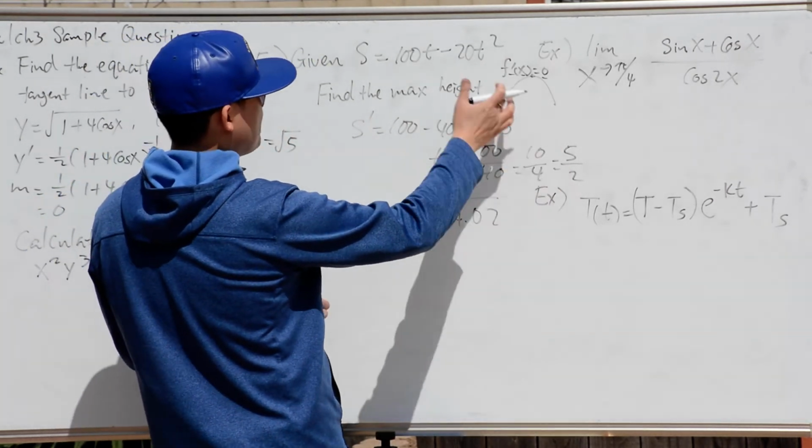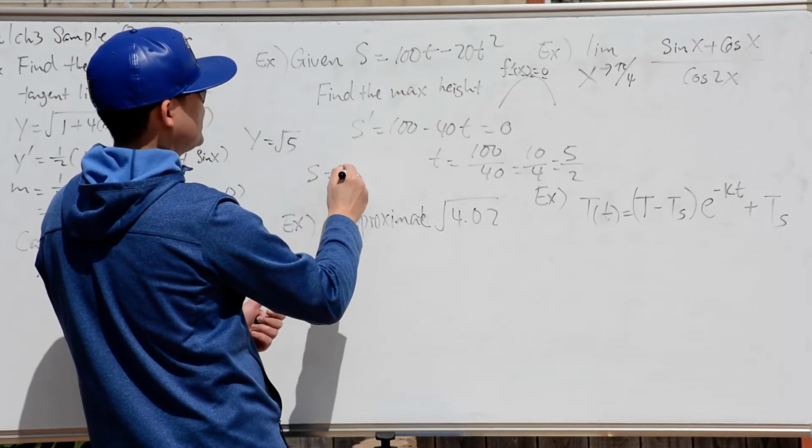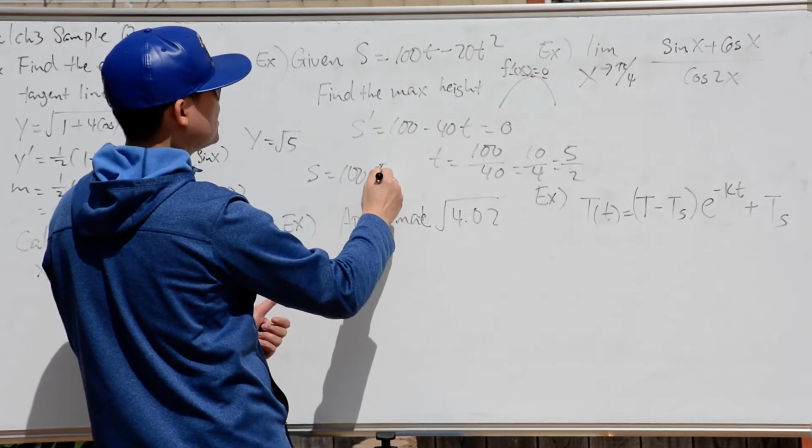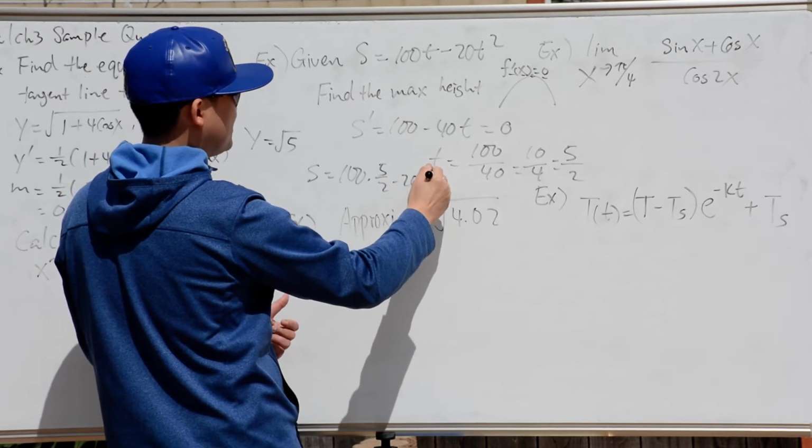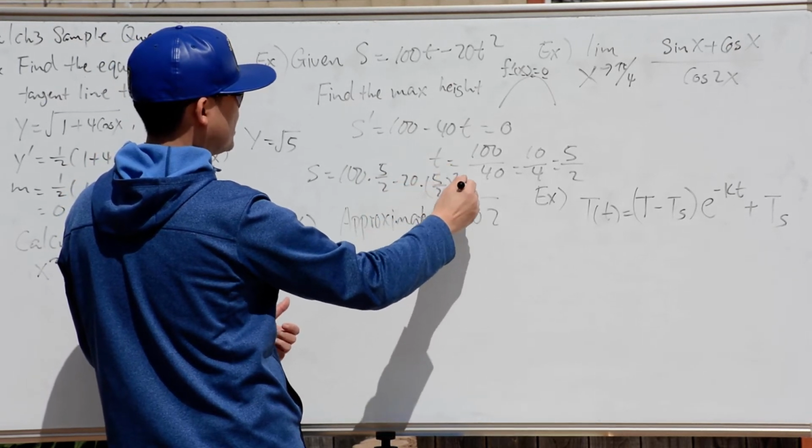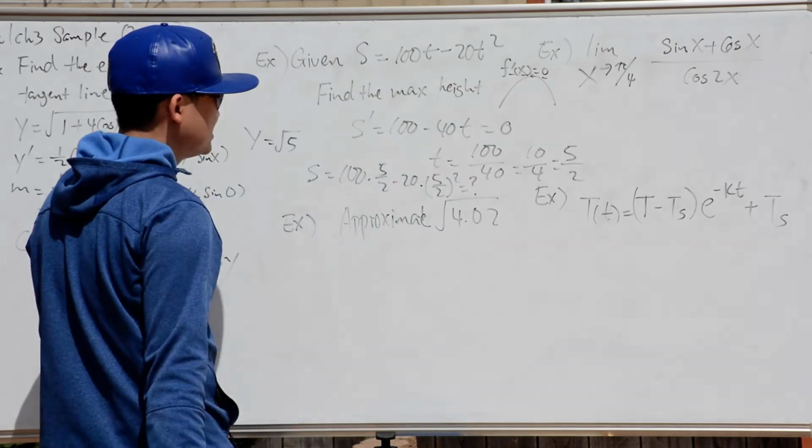So we plug the time back into the original equation. s equals 100 times 5 over 2 minus 20 times (5 over 2) squared. So you want to find out what that is.